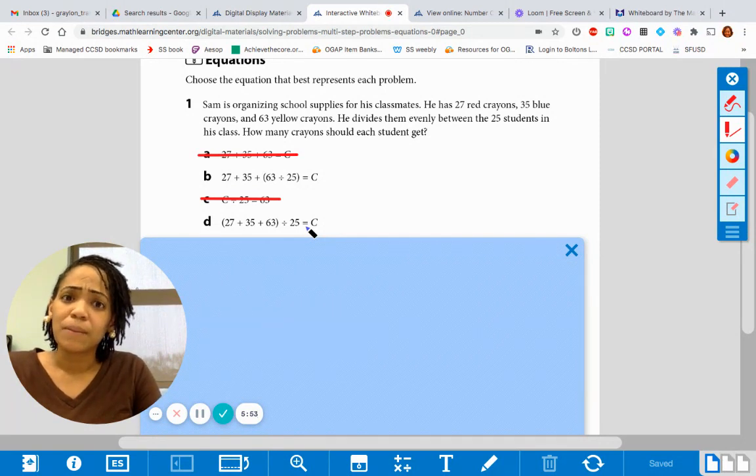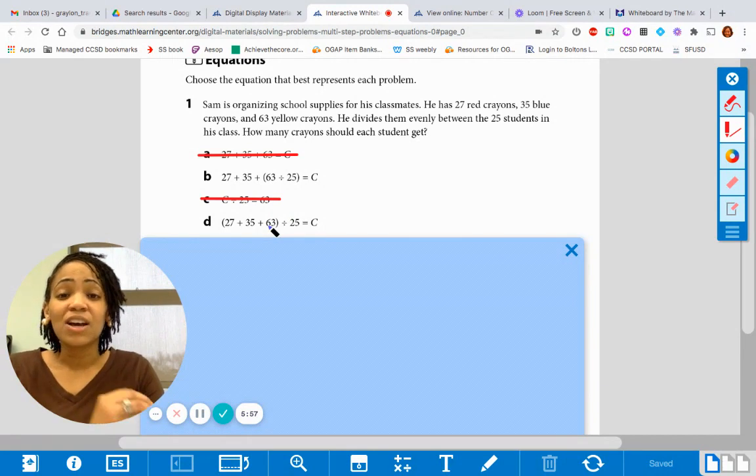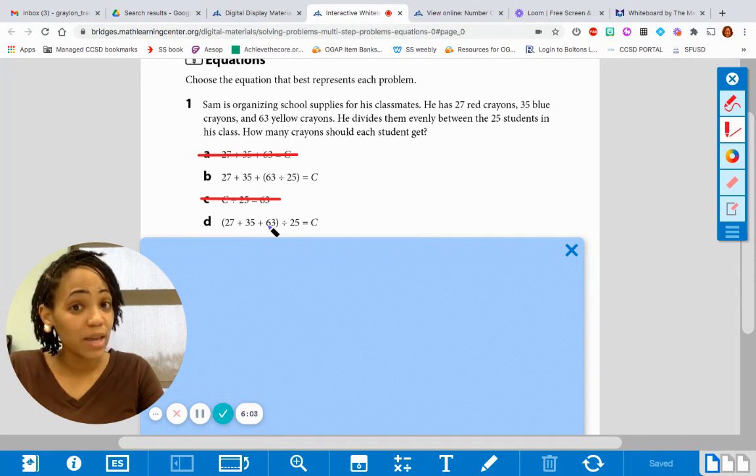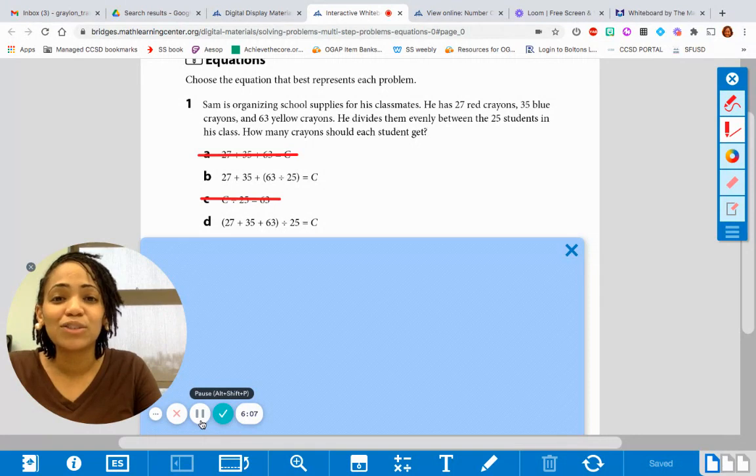We're adding first. So looking at the parentheses showing us what we do first. What are parentheses showing? Right, it shows us what we do first.